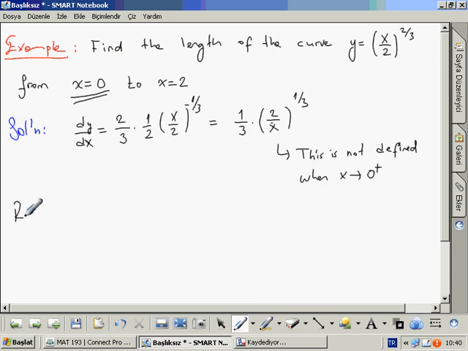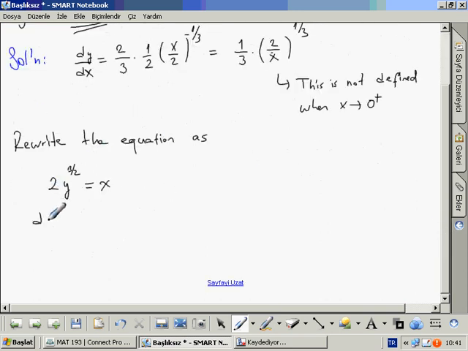And so rewrite the equation in y terms: (2y) to the power of 3 over 2 equals x, and now del x over del y equals 2 times 3 over 2 times y to the power of 1 over 2, and it equals 3 times y to the power of 1 over 2, which is also 3 square root of y.